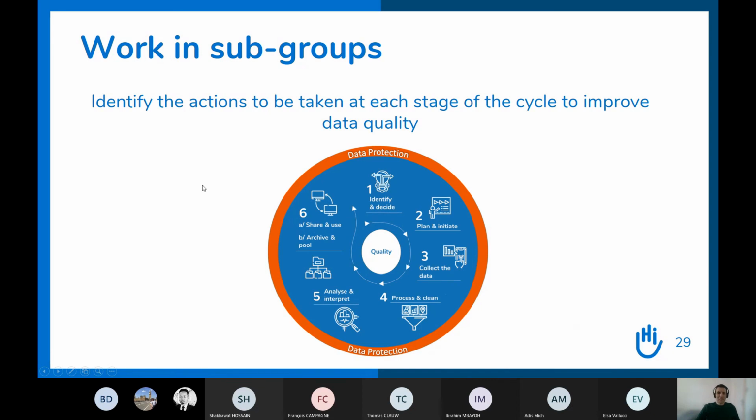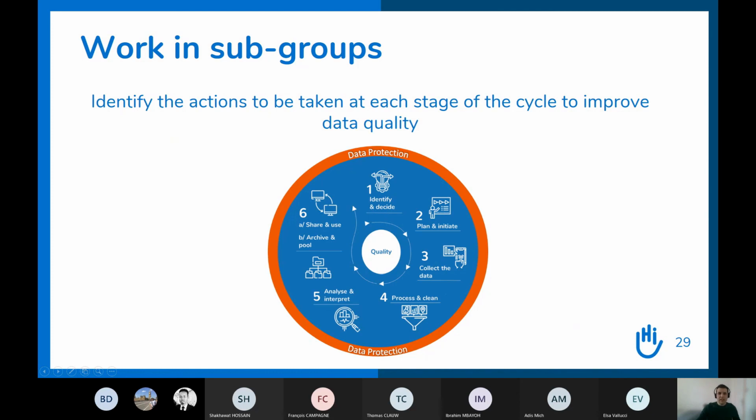So once again, I'm going to put you into smaller groups. Addis, you missed the first one, but you will see that you are going to be in a group with 4 other people, maybe 5 depending, and so we'll have small groups, and the objective of these groups will be to discuss what can be done for data quality at each stage of the cycle.